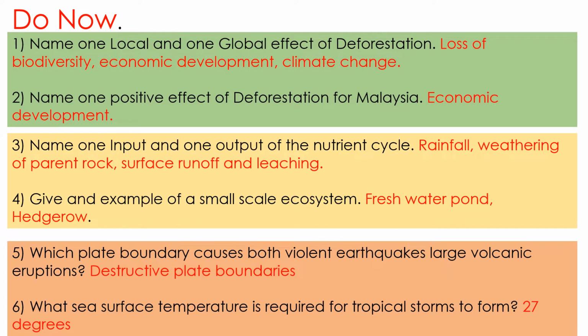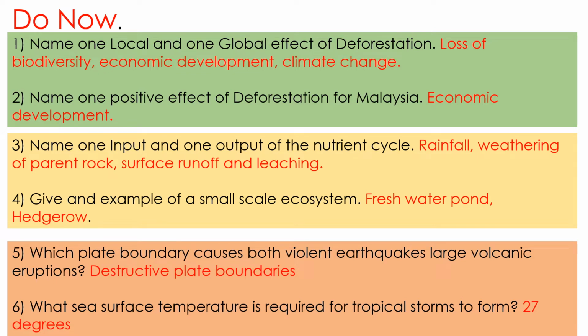Question 6, what sea surface temperature is required for tropical storms to form? And that's 27 degrees. And one of the main reasons why tropical storms form where they do is due to that energy that's required from those sea surface temperatures. So have a look through, make any corrections that you need to do now.